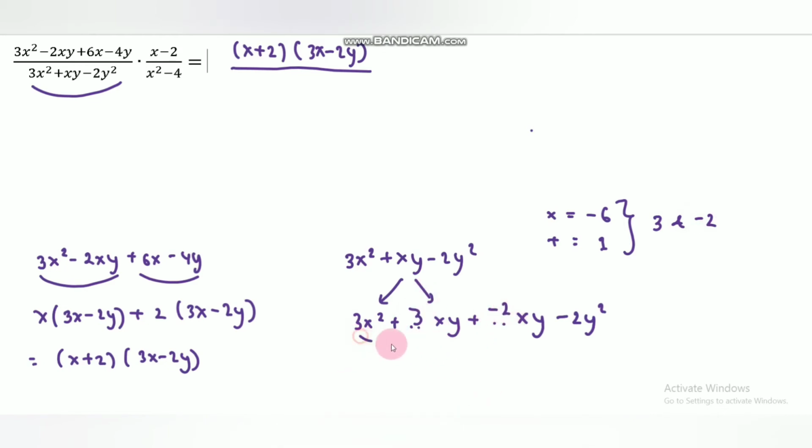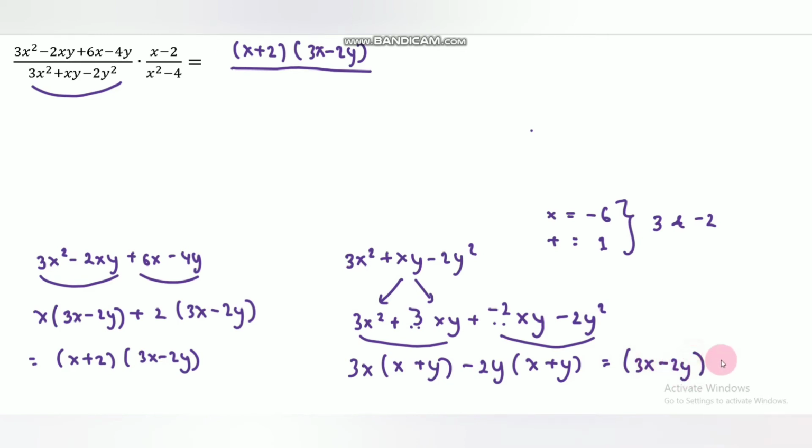So in the end, I can collect the first 2 terms and the last 2 terms and factor something out. I will factor out 3x, and this one will be x plus y. And the last one I will factor out negative 2y, and what is left is x plus y also. So in the end, the factor is 3x minus 2y multiplied by x plus y. Let me copy it here: x plus y, 3x minus 2y, multiplied by x minus 2, which cannot be factored further, and this one is x plus 2, x minus 2.